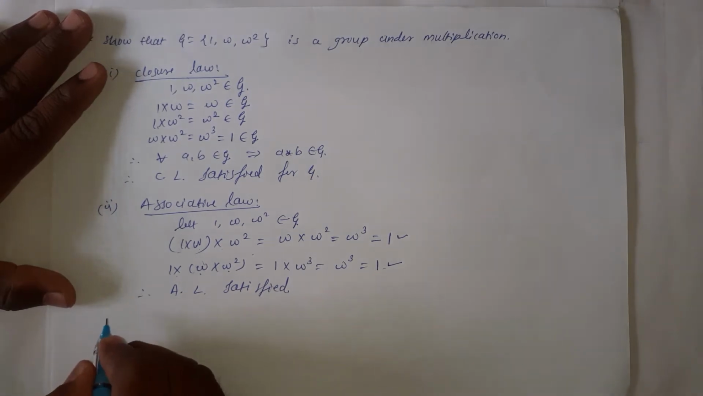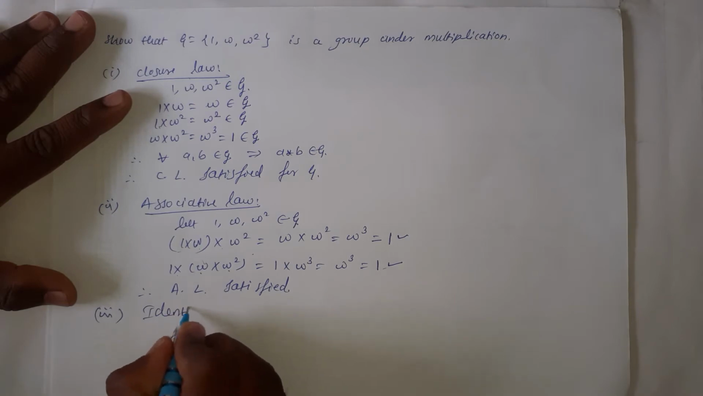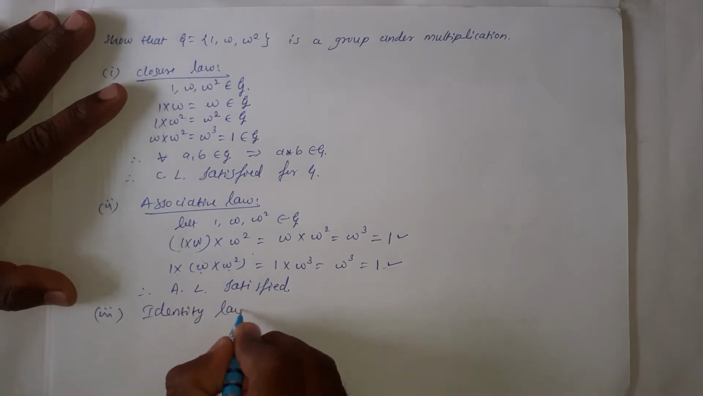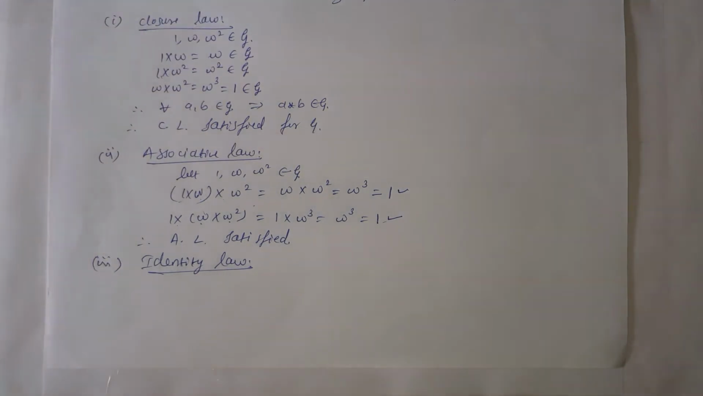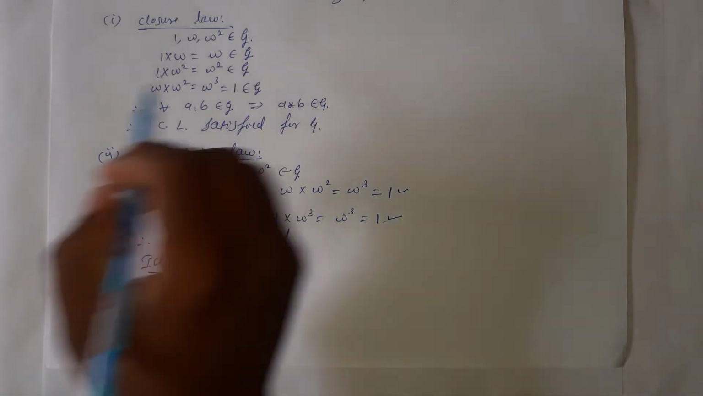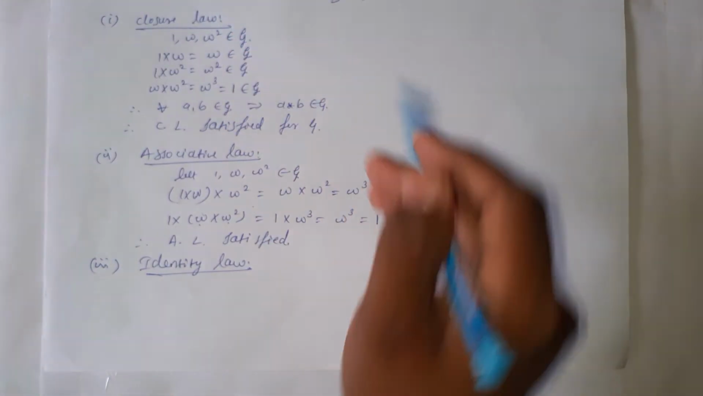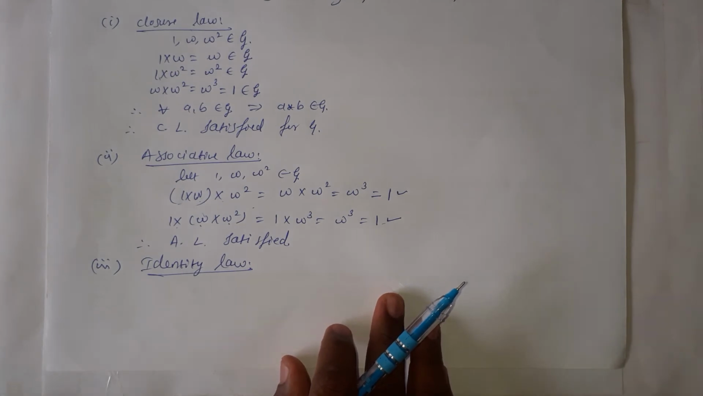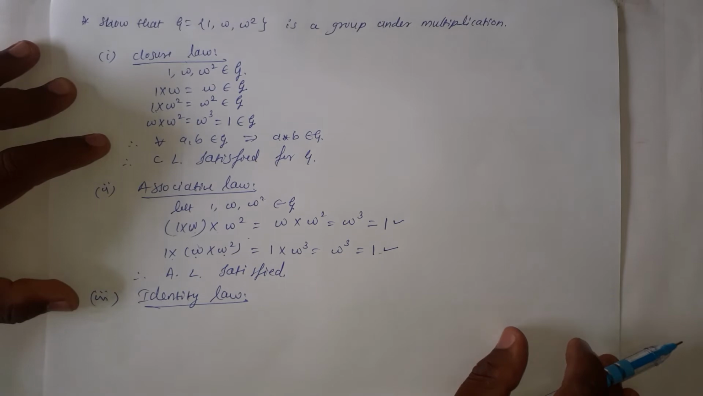Then the third one is identity law. Here the binary operation is multiplication, and we know that under multiplication 1 is the identity element, and that 1 belongs to the given set G. In that G, 1 is there, and that one is the identity element. Therefore identity law will be satisfied for the given set G.